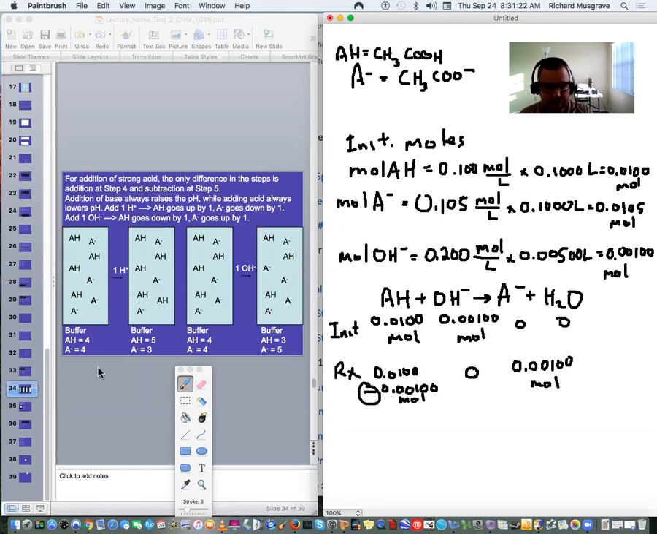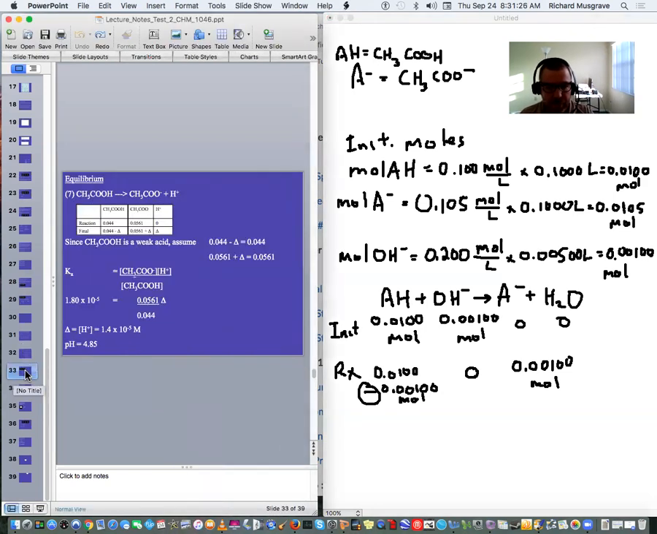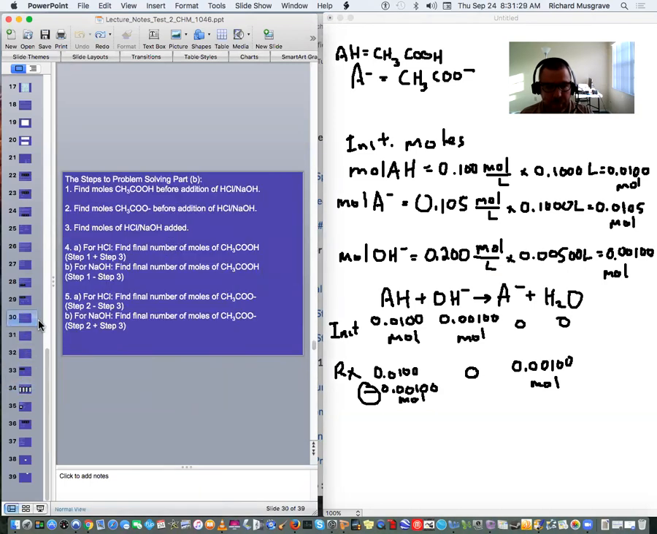So I'll go back here to the method that I was showing you earlier. And this is the step we're at, step 4. For sodium hydroxide, we need to find the number of moles of AH, and we do that by subtracting the amount of OH minus from the AH. And that's what I'm doing here. And for the A minus, we add. So whatever we have here, we add. Okay, so I'm just giving you some ideas here about what's going on.